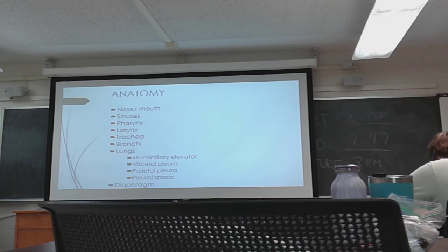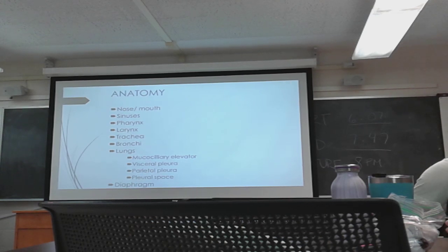More anatomy from nose to diaphragm. So we have the nose, mouth, sinuses, pharynx, larynx, trachea, bronchi, lungs. The mucociliary elevator, or some textbooks say mucociliary escalator, is the whole process of inhaling, and any particles or mucus that comes down will come back up through coughing or sneezing. That is basically that mechanism.